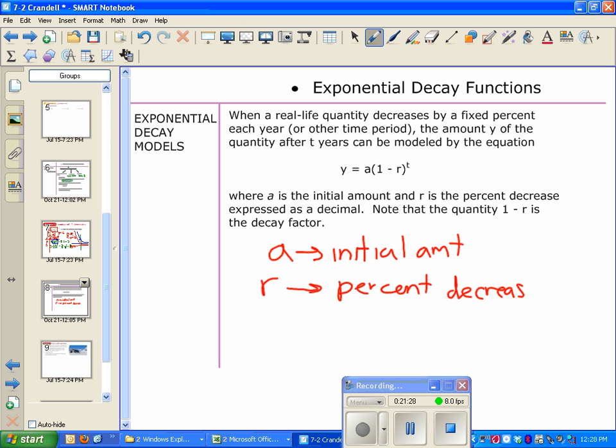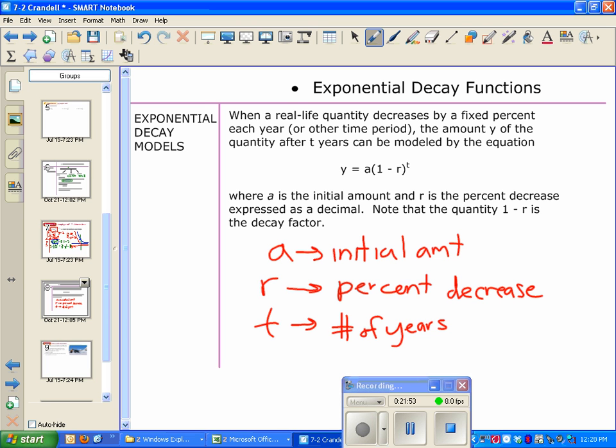All right, rate is the percent decrease. For example, I know that Hondas and Toyotas have a smaller percent decrease. They keep their value versus some of the other cars. And then t is the number of years. All right, and so that's what all of that means.